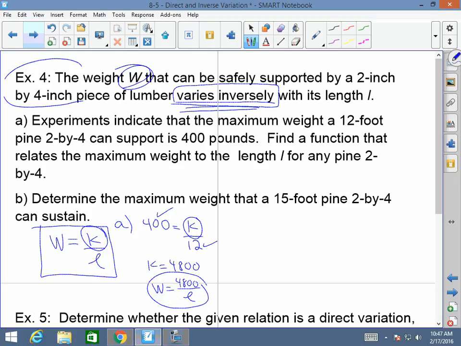Okay? Then B. Determine the maximum weight a 15-foot pine 2x4 can sustain. Okay, well, W equals 4,800 divided by L, which is 15. So what would the weight be there? 4,800 divided by 15, 320 pounds.